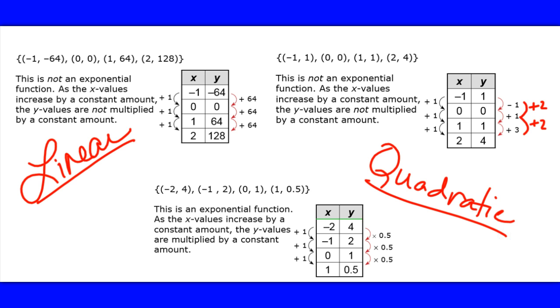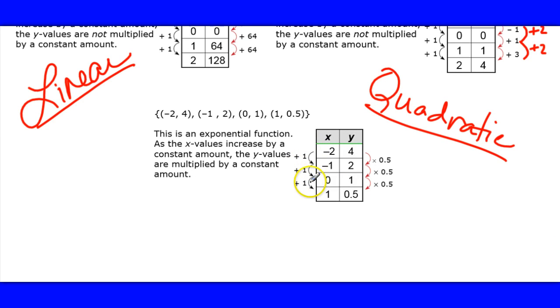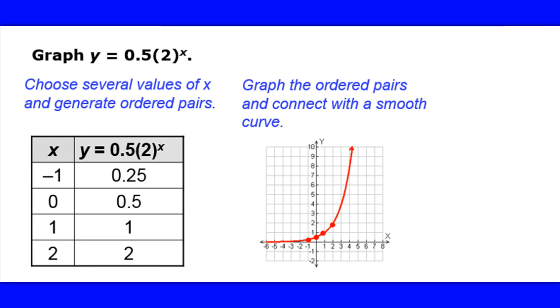And then for the third one down here, we've got, again, +1, +1, and this one's times 0.5, times 0.5, times 0.5, or times 1/2, or divided by 2. All of those would give you a constant ratio. So this one is going to be exponential. All right? And you should be at the point that you should be able to tell the difference between those three.